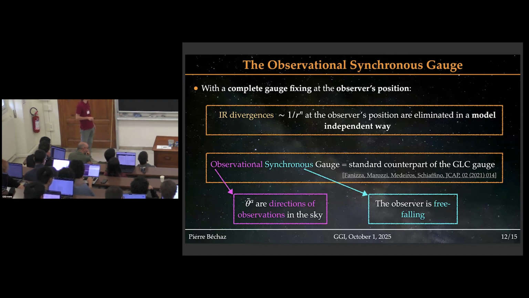And the second result is that typically results are expressed in a Poisson gauge or a generalization of the Newtonian gauge. In our case, the standard counterpart of the GLC gauge has been dubbed the observational synchronous gauge, which is the gauge in which we are presenting our results. And as in the standard synchronous gauge, the free-falling observer is measuring an unperturbed time. But here we are adding the extra request that the angles are the observational angles, so the directions of observation in the sky.